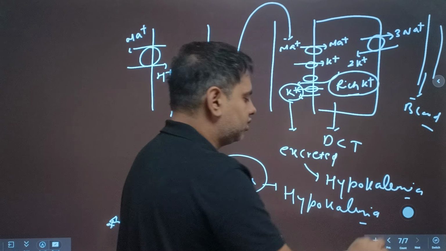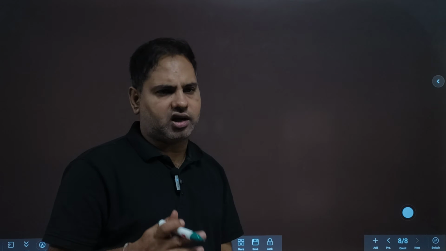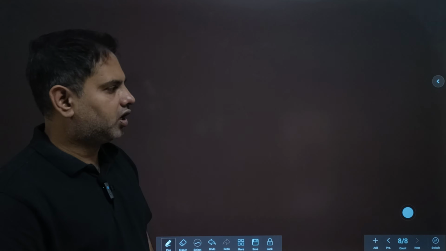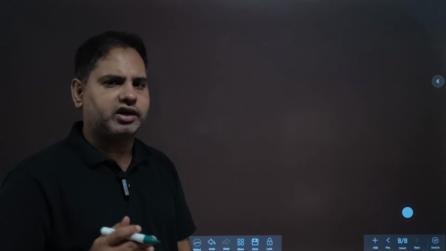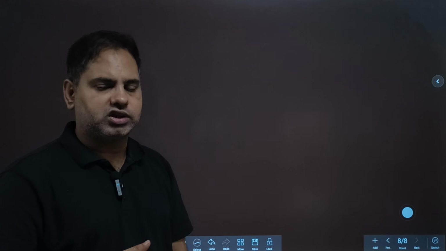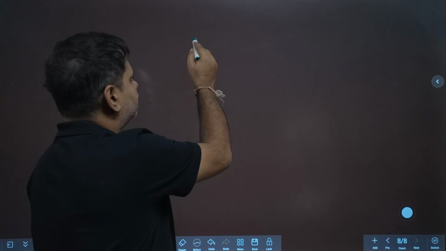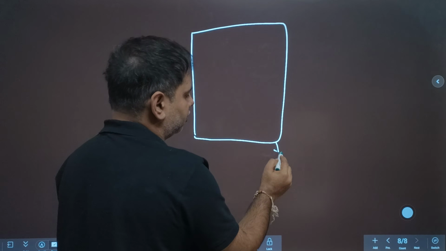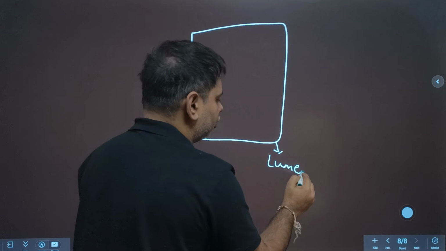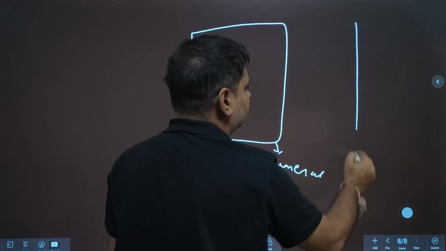Hypokalemia, right? We will discuss the mechanisms of how these drugs result in hypokalemia, which we already discussed. But what are the next drugs under diuretics? The drugs which are acting on the loop of Henle. If you see the ion channels on the loop of Henle, this is, for example, your luminal membrane, the luminal side, and this is your basolateral side, right?